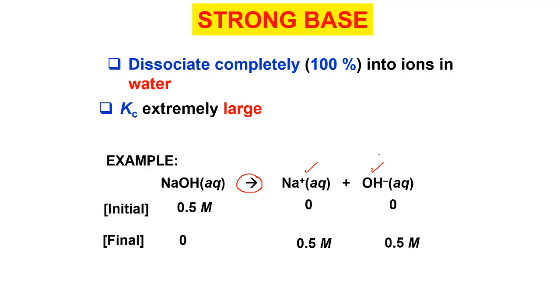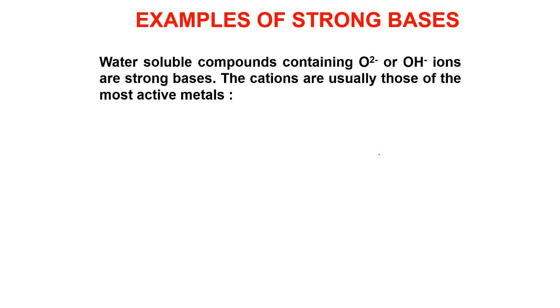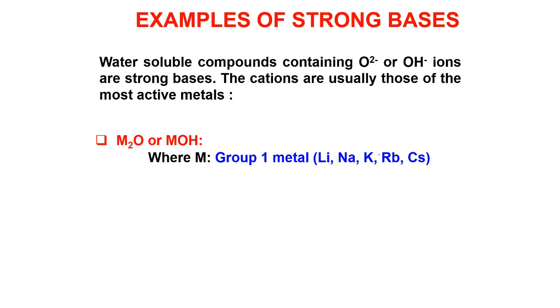Okay, next. Examples of strong bases. Okay. Water-soluble compounds containing oxide ion O2- or hydroxide ions are strong bases. The cations are usually those of the most active metals. Okay. Apa maksudnya? Kita tengok apa contoh-contoh strong bases. Okay. Generally dia ada formula M2O. Okay. General formula dia M2O. Alright. Ataupun MOH. Secara umum, M tu apa dia? M adalah group 1 metal. Such as lithium, sodium, potassium, rubidium, and cesium.